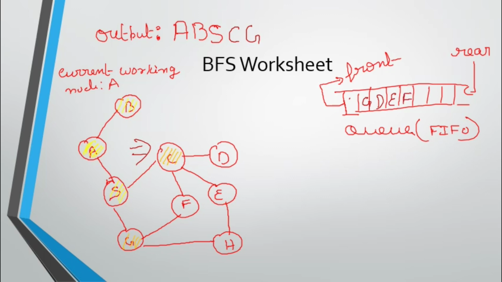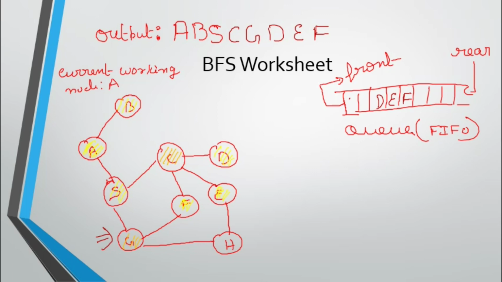As you visit, and when you add into the queue, you have to add into the output also. Please add D, E, F. We also have to mark that they are visited, so in the graph I will mark D, E and F. Where to go next? You have to see the queue. In the queue, G is the next element, so make the current working node G, and remove the G from the queue.